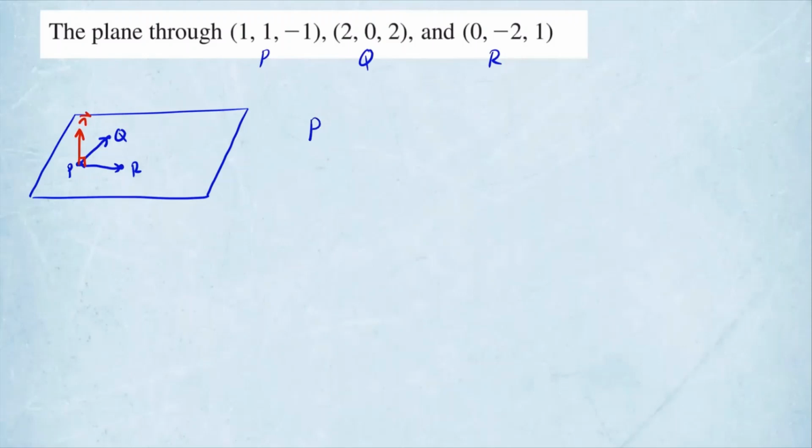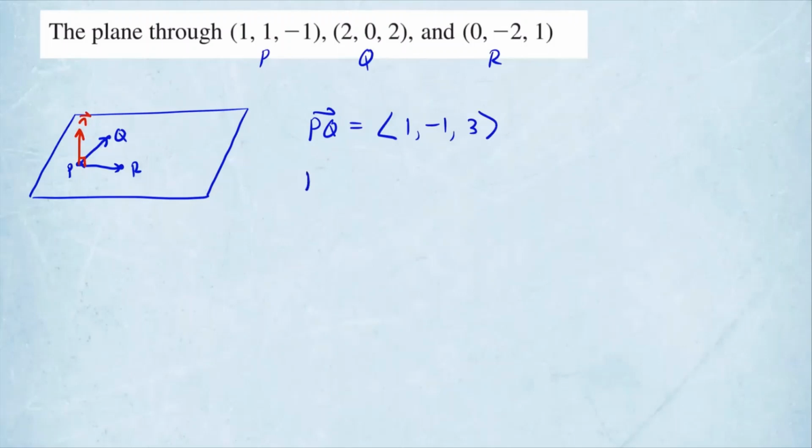So let's find the vector P to Q. That's going to be taking Q, subtracting P. So 2 minus 1, subtracting its x components, you get 1. 0 minus 1, that's negative 1. 2 minus negative 1, that's 3. So that's the vector P to Q.